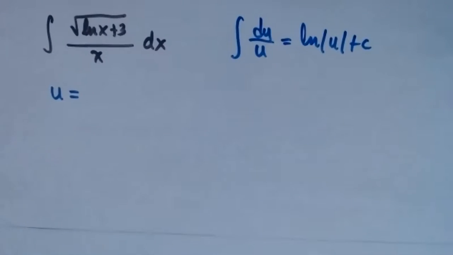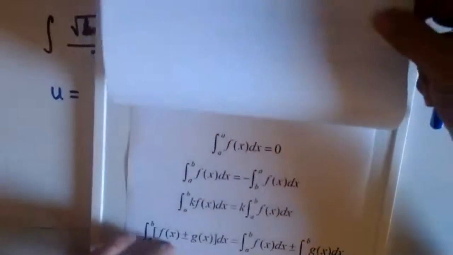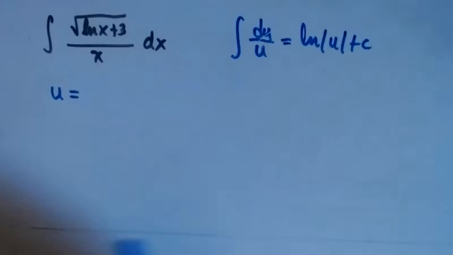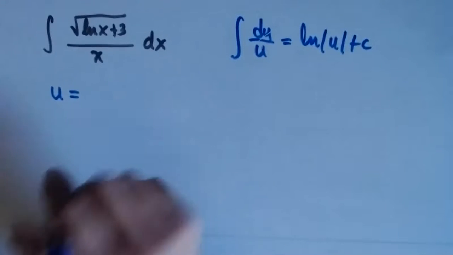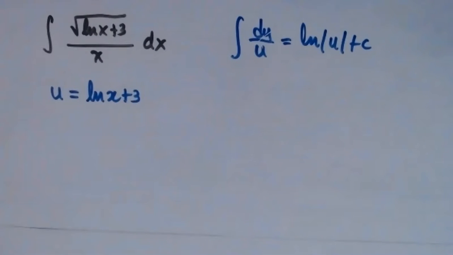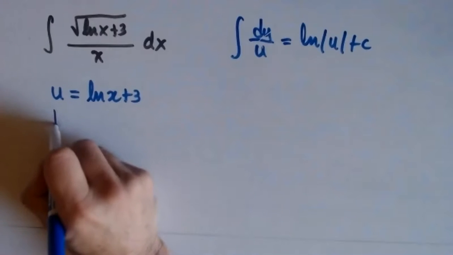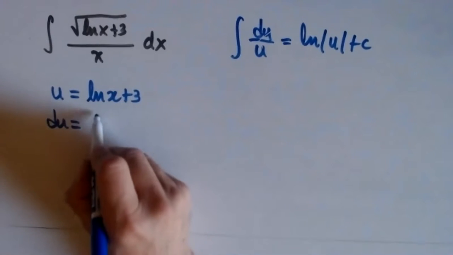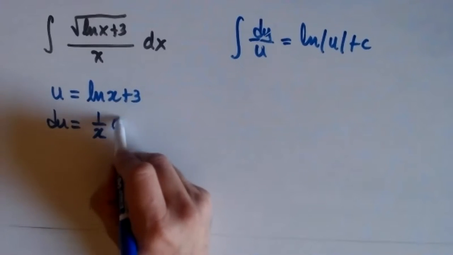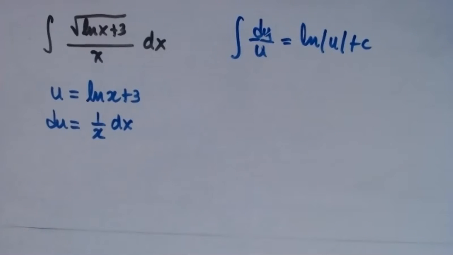Remember? Let me just go back to the formulas here. Right here, at the bottom, you can see the derivative of ln u is u prime over u. You can see the one at the bottom right. So, as Yvonne said, is that one? Yes, this is ln x plus 3, correct? Now, du is the derivative of this one, so it's 1 over x. The derivative of the 3 is 0. So it's going to be 1 over x dx.